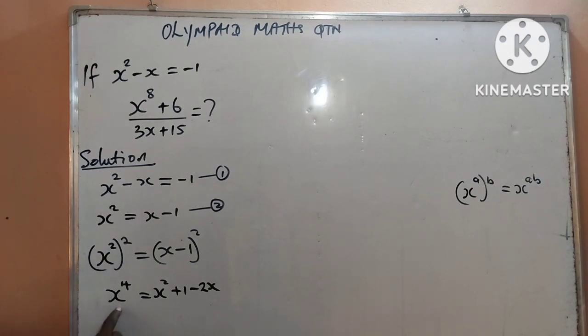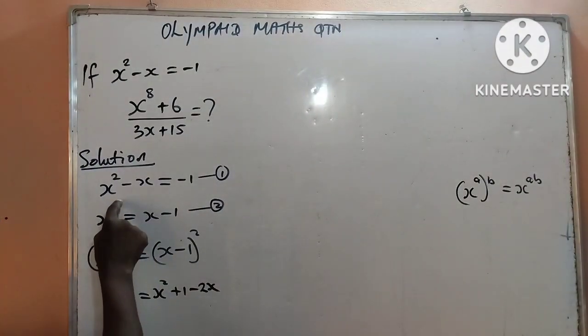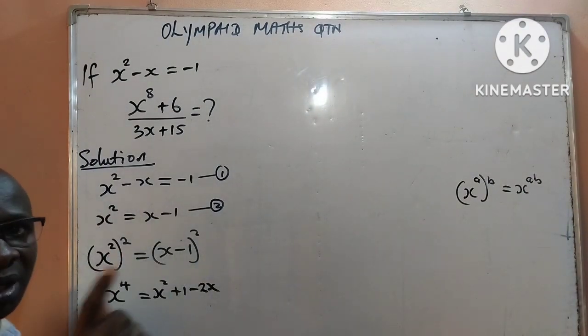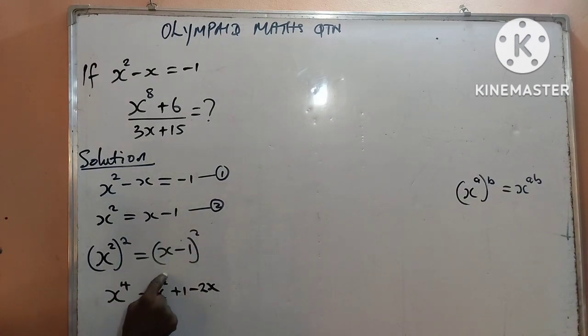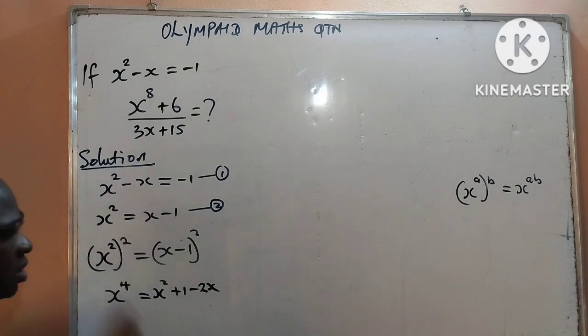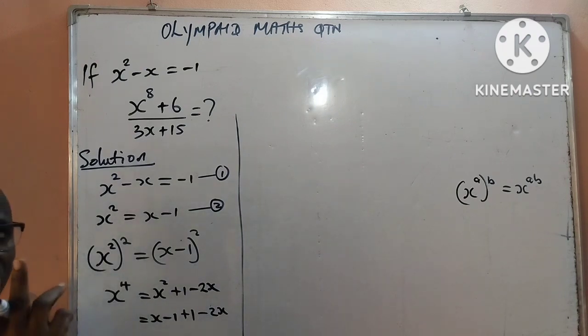Alright? Now, therefore, I have gotten that x to the power 4 is equal to x to the power 2 plus 1 minus 2x. But I have already known x to the power 2 to be x minus 1. Therefore, I can now substitute x minus 1 into the place of x to the power 2. That implies I will now have x to the power 4 equal to x minus 1, then I still have plus 1 minus 2x. Remember, we are still solving to get the actual value of x to the power 4.